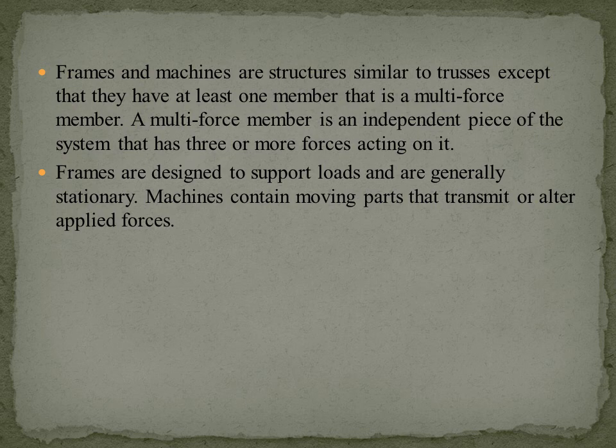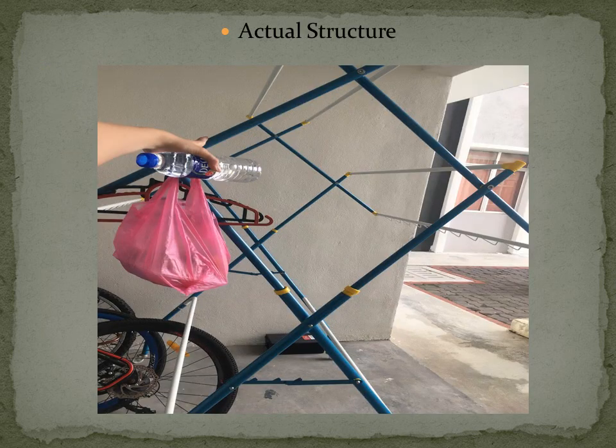it. Frames are designed to support loads and are generally stationary, while machines contain moving parts that transmit or alter the applied forces. This is the picture of the actual structure that we are going to use to analyze the forces that act on it.